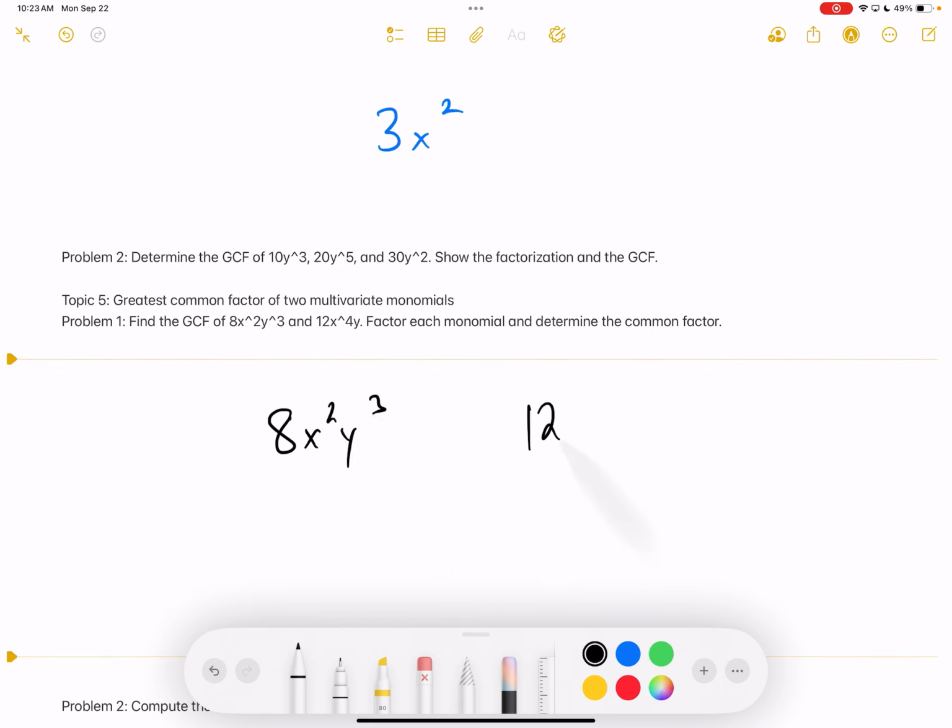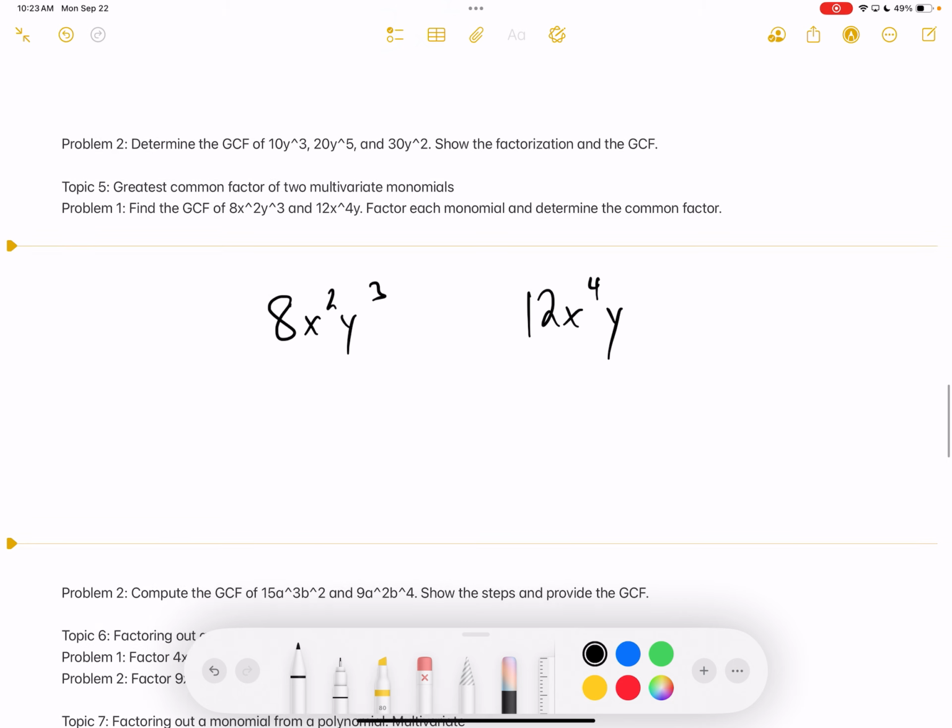So what if you have x's and y's? Nothing really changes. You're going to take the smallest exponent from each variable. So 8 and 12 would be 4. And then my x's, I got 2. And my y's over here, it only has 1. Okay, so you take the smallest exponent from each one. I can only take one y from this side, so that is going to be my greatest common factor.